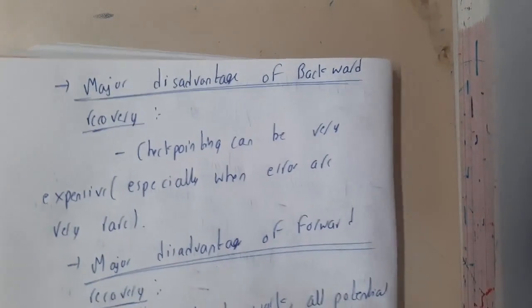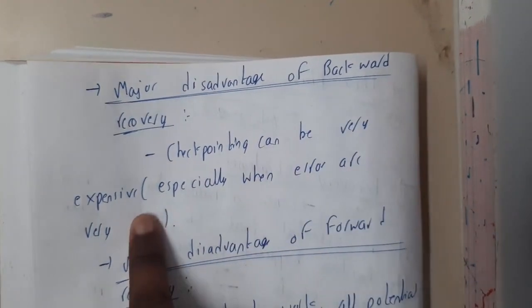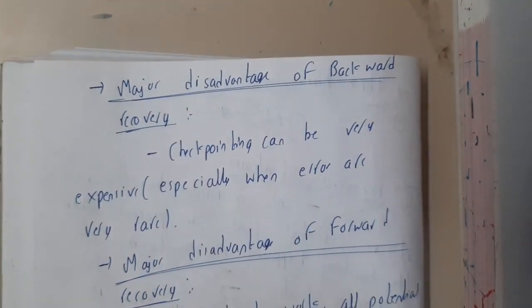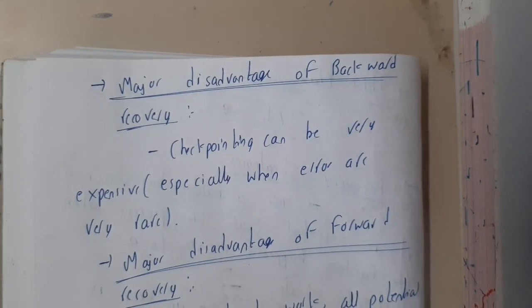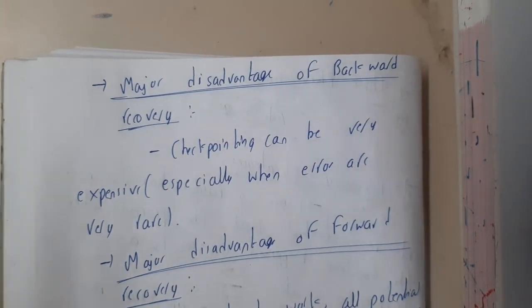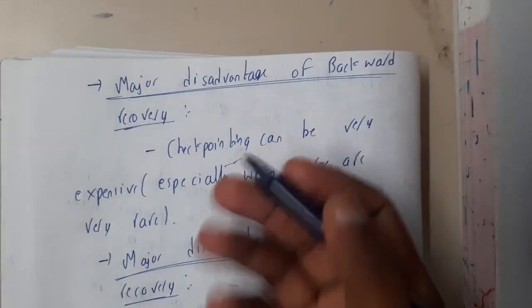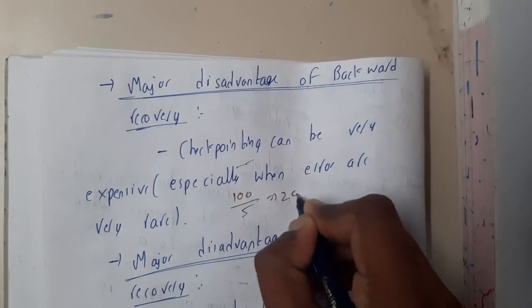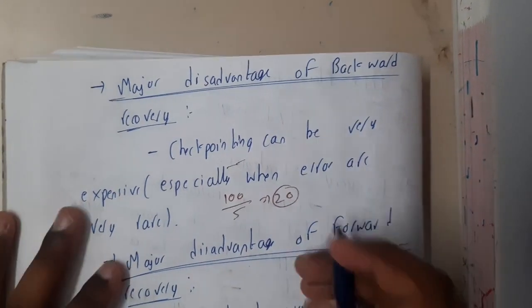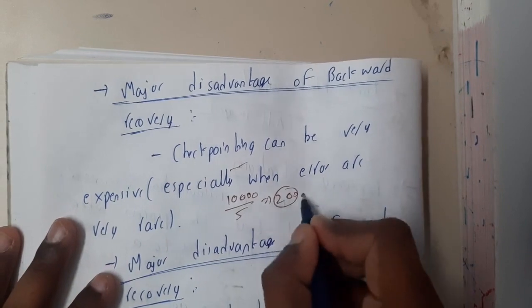First, let us go through the disadvantages of backward recovery, guys. Checkpoints can be very expensive, especially when recoveries are very rare. Assume that you are doing a big transaction which includes thousands of lines of different value updates, and you create a checkpoint for every 5 to 10 lines. How many checkpoints will there be? If you create 5 checkpoints for 100 lines, you end up with a total of 20 checkpoints. If you add a 0 here, it will automatically add a 0 there, right? So in this way it will increase.